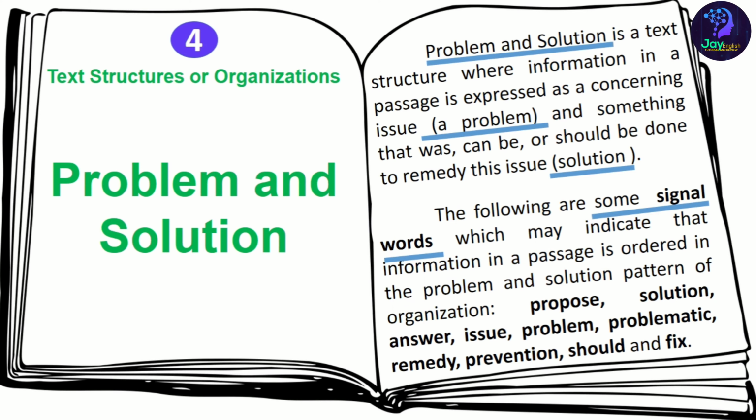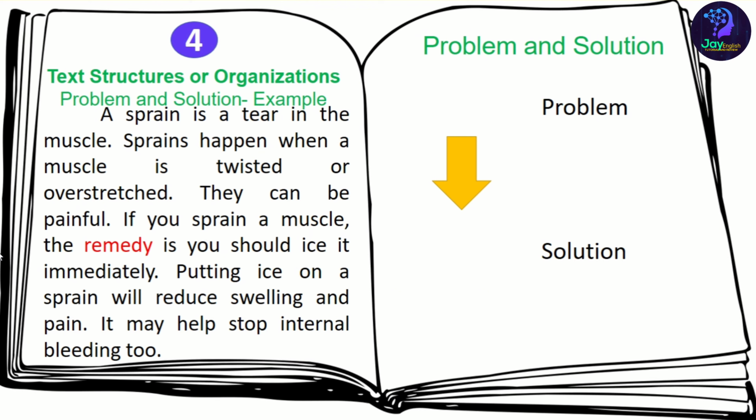Words such as propose, solution, answer, issue, problem, problematic, remedy, prevention, should, and fix. To better understand how a problem and solution text structure is used in a text, let's have an example. A sprain is a tear in the muscle. Sprains happen when a muscle is twisted or overstretched. They can be painful. If you sprain a muscle, the remedy is you should ice it immediately.